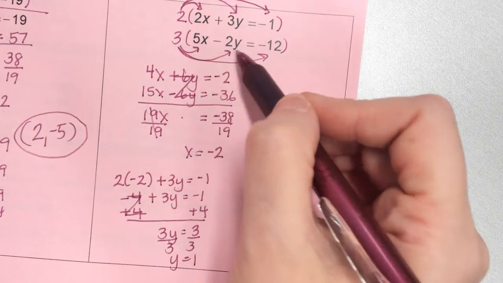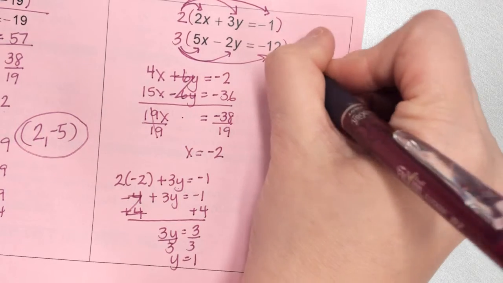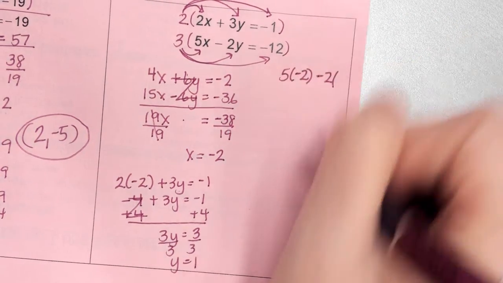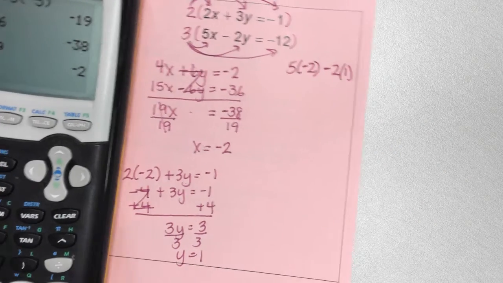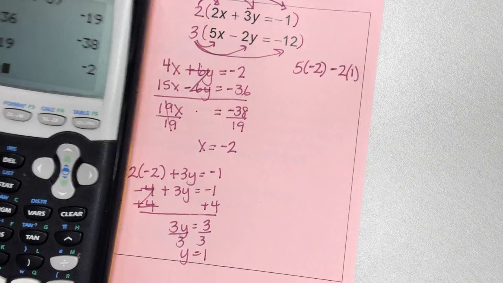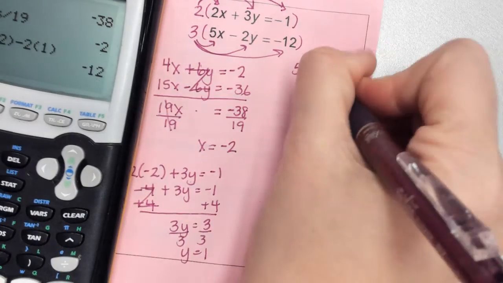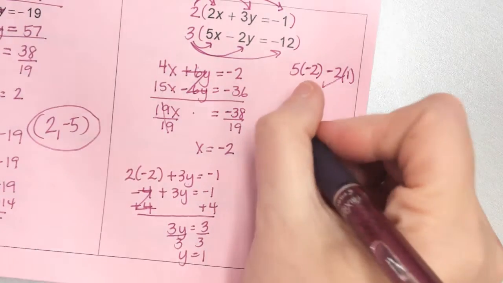Again, I can check this in the second equation. I think that x is negative 2, so 5 times negative 2 minus 2, and I think that y is 1, should equal negative 12. Well, let's see what I get. 5 times negative 2 minus 2 times 1. I get negative 12, so I'm right, and I write my ordered pair.